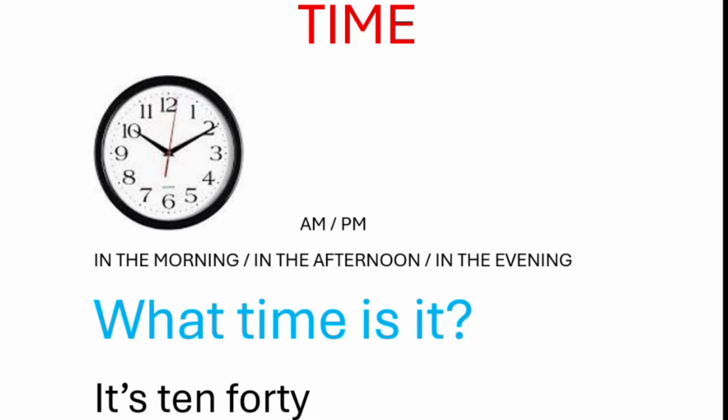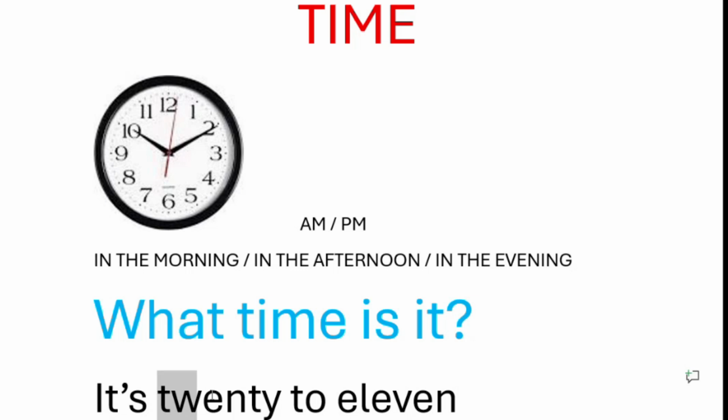I'm gonna give you more options, different examples. In this case, we have 20 minutes to the next hour, that is gonna be 11. You can say it's 20 to 11, because we have 20 minutes here to get to 11. Imagine that the big arrow is striking the number 8, but it's 40. It's 10:40 or it's 20 to 11.